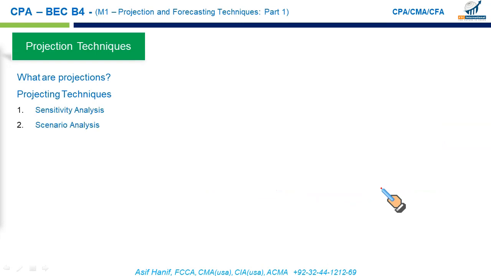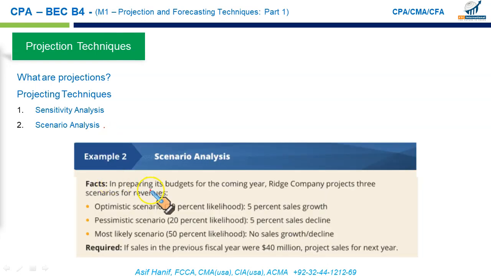Next, scenario analysis. Scenario analysis is somewhat similar to sensitivity analysis. Managers will prepare multiple different scenarios which represent alternative possible outcomes, and here we use probabilities in our estimation. So in preparing its budget for the coming year, Rich Company projects 3 scenarios for revenue: optimistic scenario, 30% likelihood, that is 5% sales growth; pessimistic, 20% likelihood, sales will fall by 5%; and the most likely scenario, which is 50% probable, no sales growth. So if sales in the previous fiscal year were 40 million, we need to project sales for the next year.